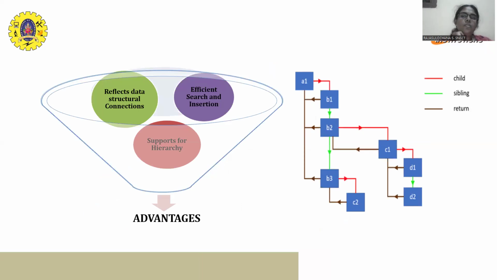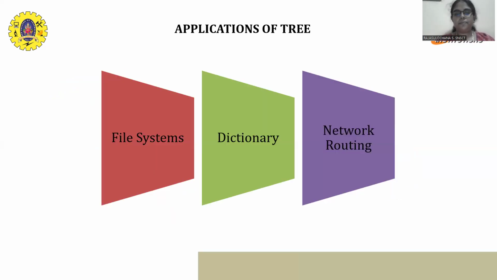So here are the advantages of using tree data structure. The first advantage is it reflects the structural connection of the data. The second is it supports hierarchical implementation of data. The third is that both searching and insertion operations are easier in a tree data structure. Previously we have seen insertion and deletion is easier in a linked list, whereas search operation is easier in an array. But if you implement using a tree data structure, insertion, deletion and search all will be easier.